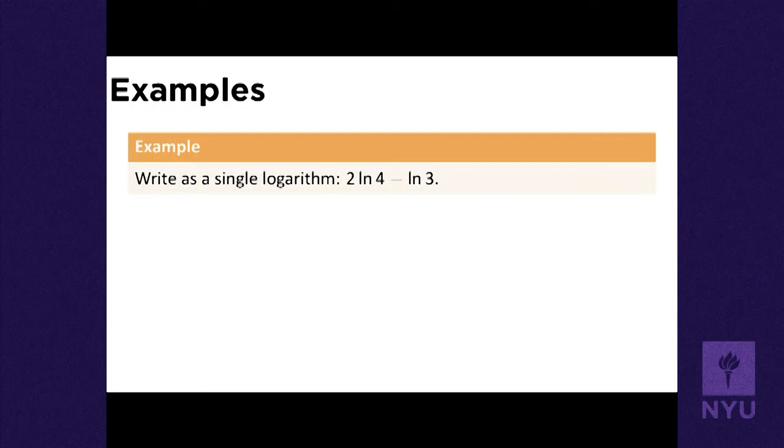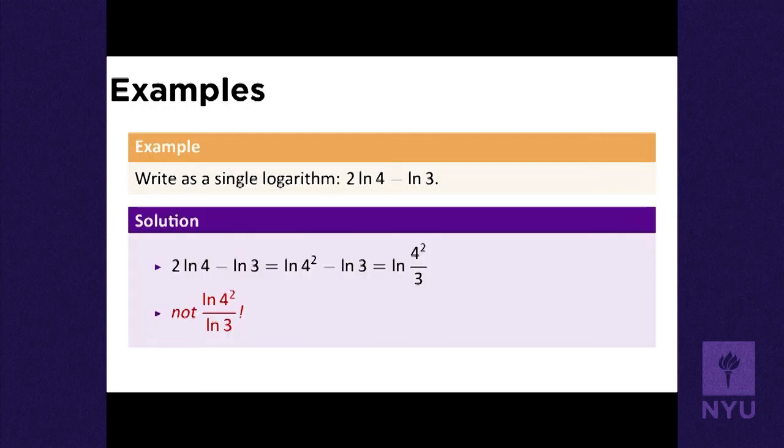Okay, write this as a single logarithm. 2 times the natural log of 4 minus the natural log of 3. Remember that the log of a quotient is the difference of the logs. The log of a multiple is the same as the log of a power of that base. So 2 times the natural log of 4 is the same as the natural log of 4 squared. That 2 that's multiplying the log can also be thought of as an exponent. Okay?